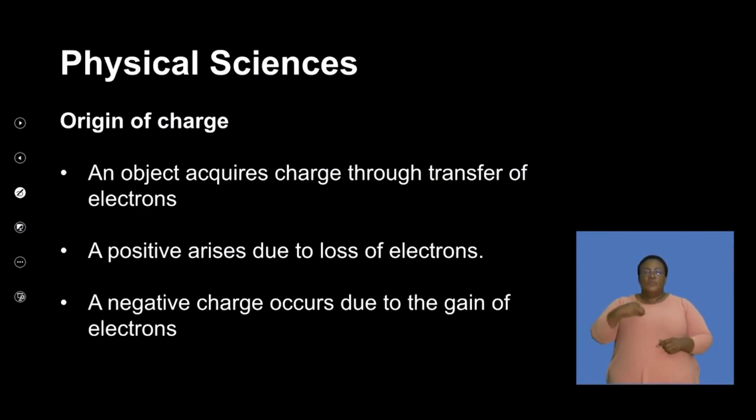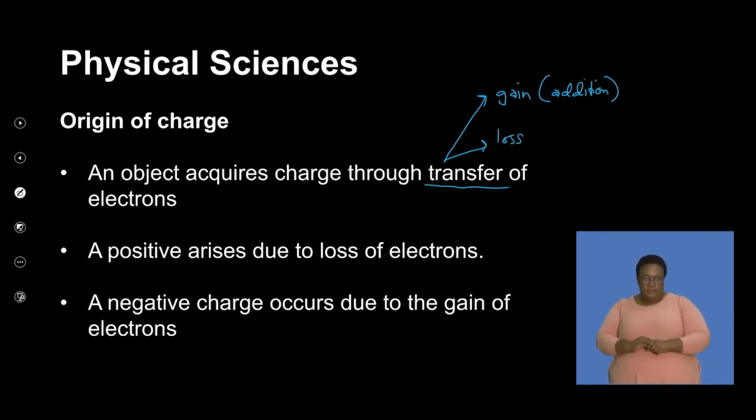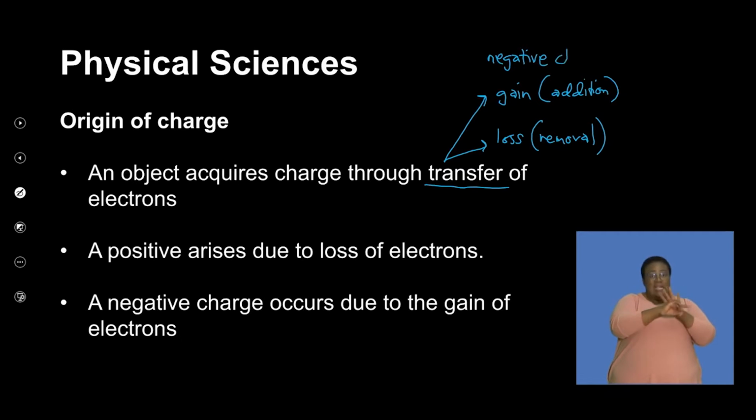So we said that an object acquires a charge through transfer of electrons, and the word transfer suggests that there can be a gain, okay? Alternatively, we say addition. If something gains, it means the process of addition of electrons would have taken place, or it could also include the loss, right? Which is removal, right? So the language there is very, very important. So if something gains electrons, it acquires a negative charge, right? So the negative charge has to do with the gain of electrons.